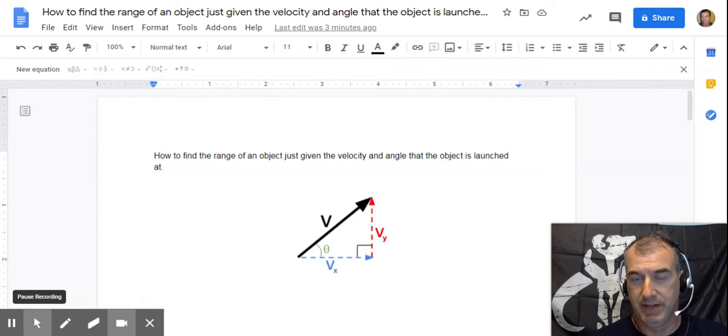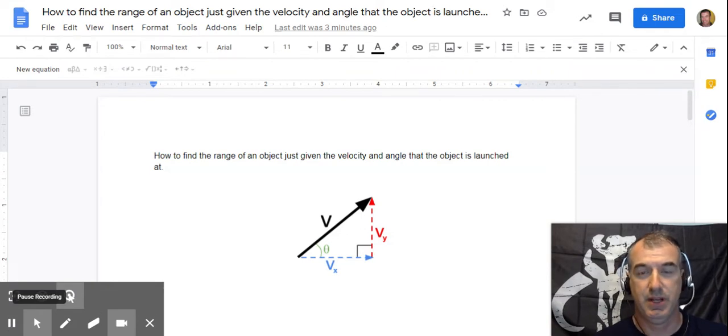So I'm interested in figuring out what the range is, which is the horizontal motion. So I need to find out how much of the initial velocity vector is going in the x direction and how much of it is going in the y direction. As you can see in the diagram, I'm trying to find the components of this vector.